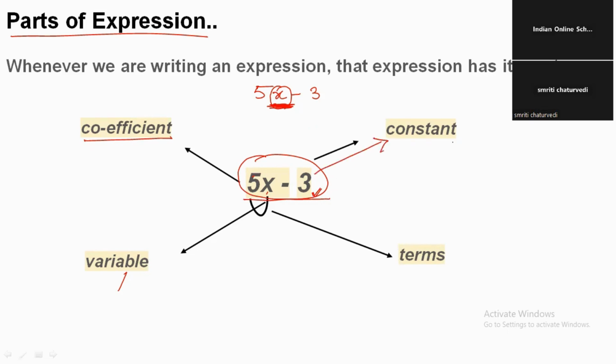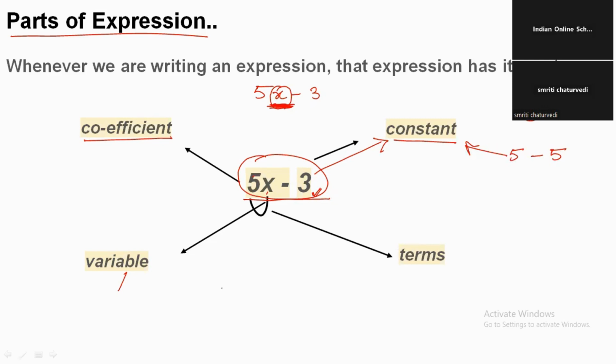Now, if in that expression any single number is written, that number is known as a constant, because the number's value will remain the same. If I am writing 4, 4 will remain 4 only. If I am writing 5, the value of 5 will remain 5 only. We cannot change the value of 5. That's why these numbers are known as constants.